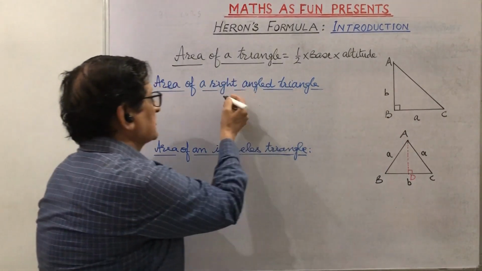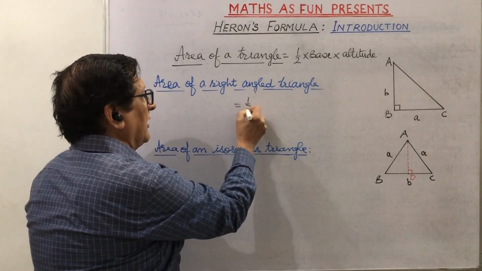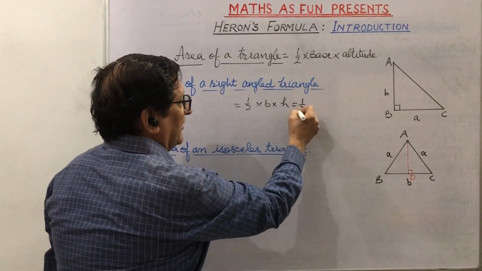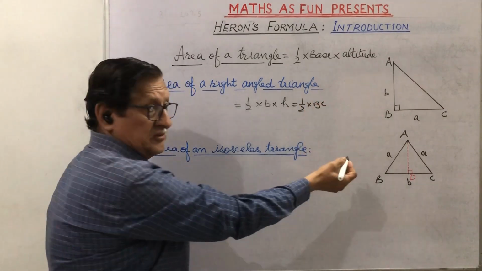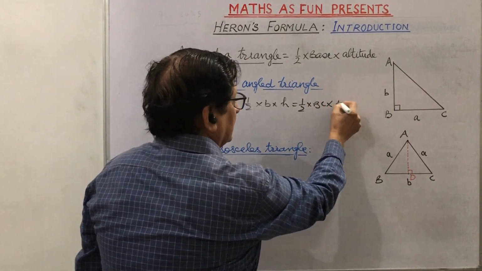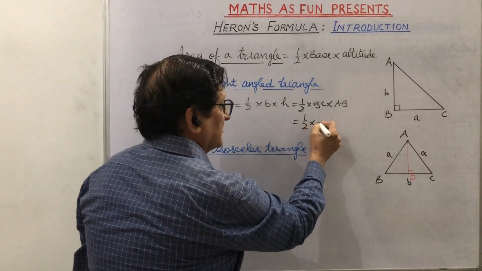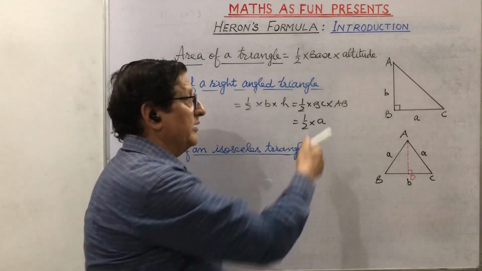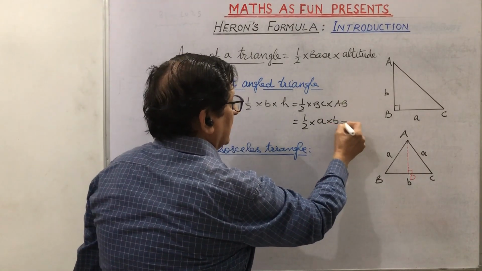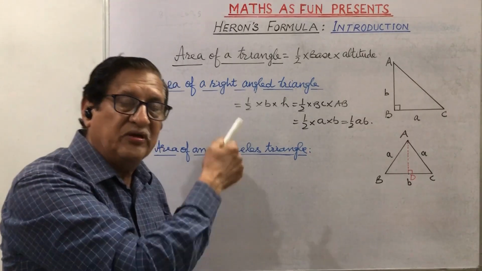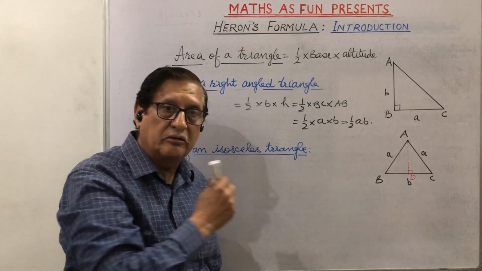Then the area of this triangle will be given by half into base into altitude, and here it is half into BC, BC is the base, into altitude, that is AB. This is half into BC is A and AB is B. We can also write this as half into A into B. So this is the way we can find out the area of the right angle triangle.